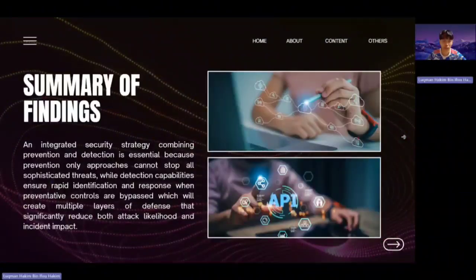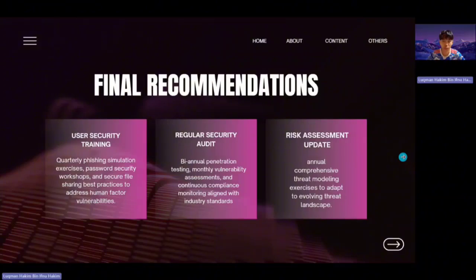Moving on. After that is the summary of findings. Overall, this assignment helps us in identifying the multiple layers of defense that significantly reduce both attack likelihood and incident impact. The final recommendations that we have are security training, regular security audits, and risk assessment updates.